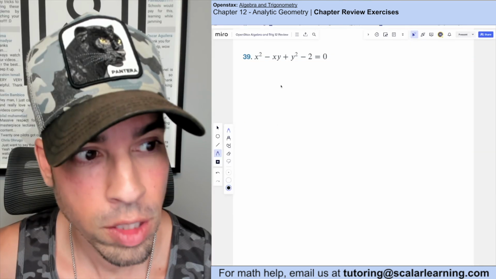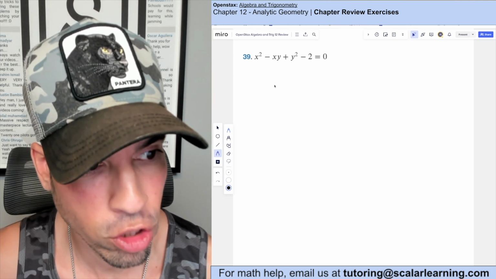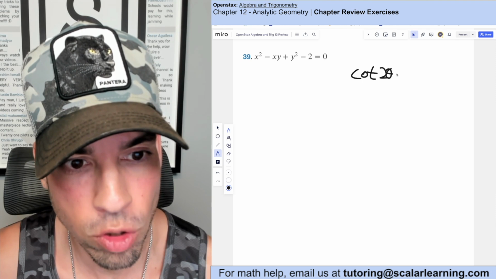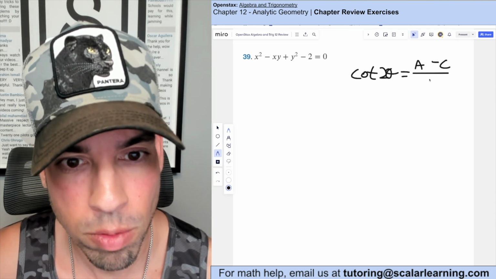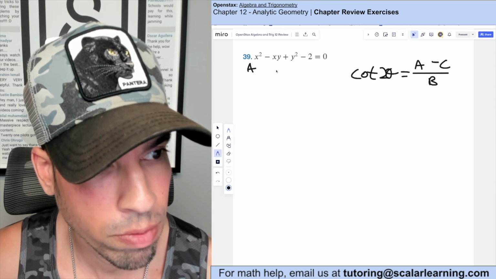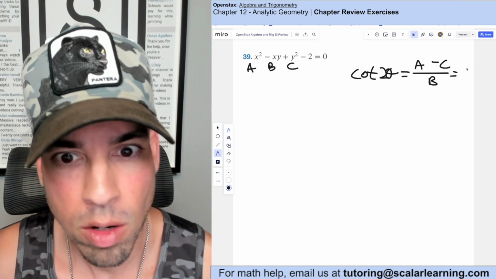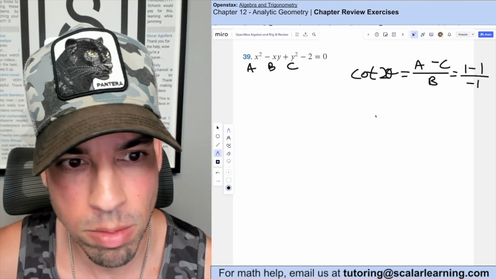Done. So for this one, once again, we got to remove that xy term, and then we're going to graph this equation. So we're going to start by finding the angle of rotation by saying cotangent of 2 theta is equal to a minus c over b, where this is my a coefficient, my b coefficient, and my c coefficient, right? And then, so we've got 1 minus 1 over negative 1. Now, of course, that's going to be 0.